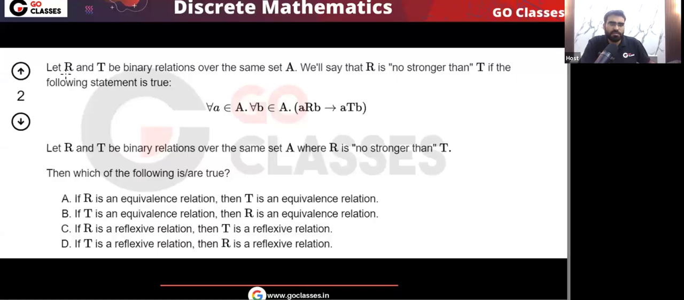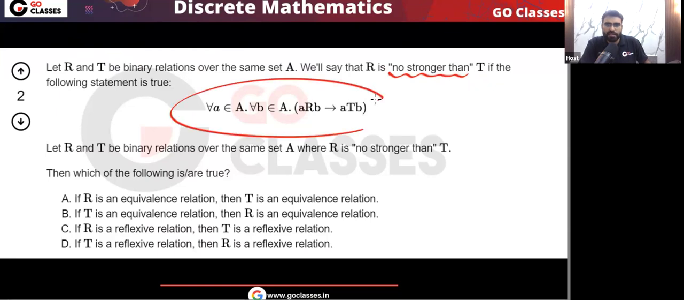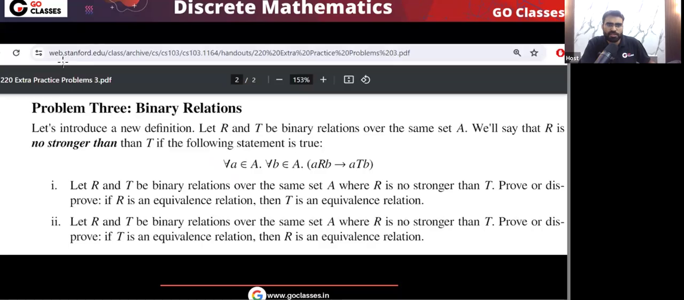Let's solve this question. Two relations R, T on a set A. We are saying that R is no stronger than T. This new definition is given to you. R is no stronger than T, and this is the definition. Let me tell you that this question is actually taken from Stanford again. Let's introduce a new definition.